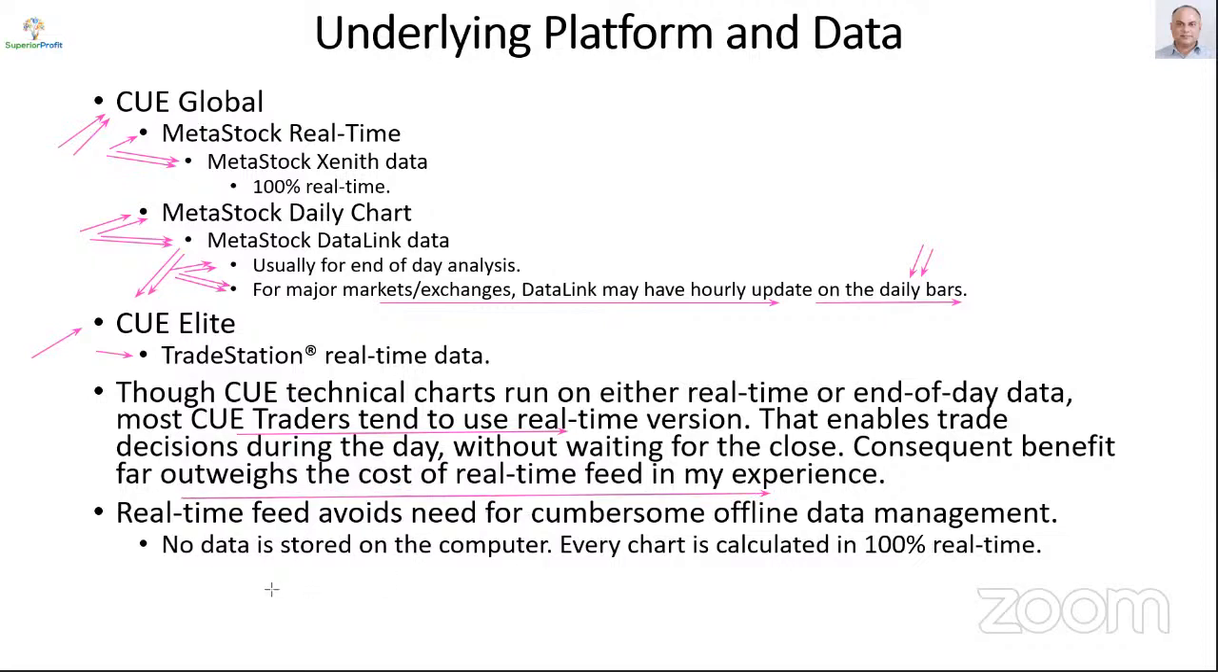In fact, at present, every Q trader uses 100% real-time data, be it on Q Global or Q Elite. And also, I like that this real-time feed avoids the need for cumbersome offline data management. No data is stored on our computer. Every chart is calculated in 100% real time.